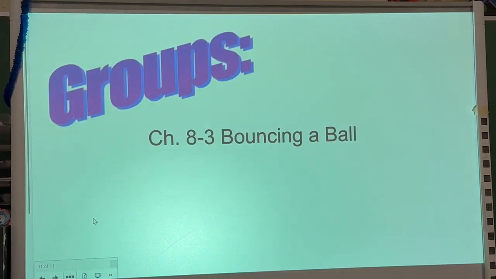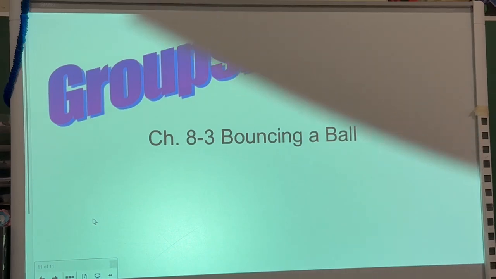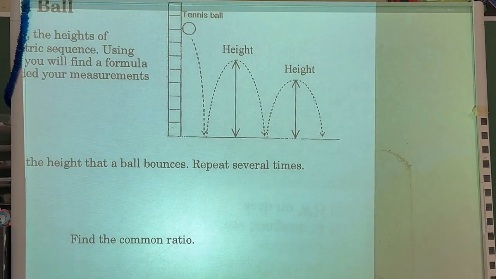The last thing you guys are going to do is an activity called bouncing a ball. I think you'll have a ball with this one. Let's take a look at the directions. When a ball bounces, the heights of consecutive bounces form a geometric sequence. Using several trials and measurements, you'll find a formula for the geometric sequence, and provided your measurements are accurate, that formula will be pretty good. Let's take a look at graphically what it looks like.